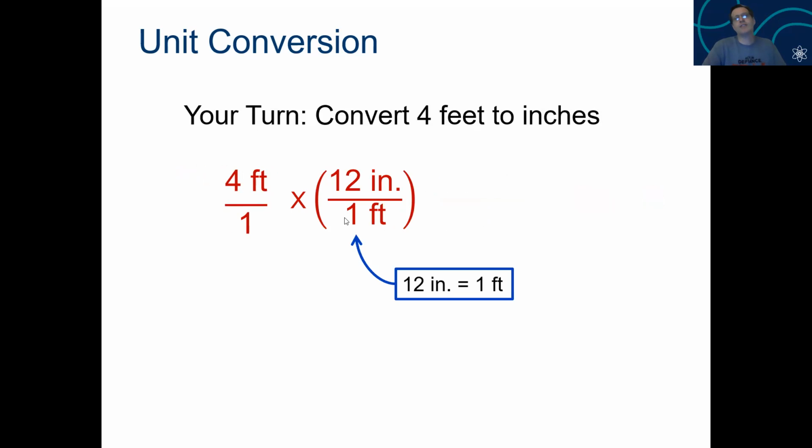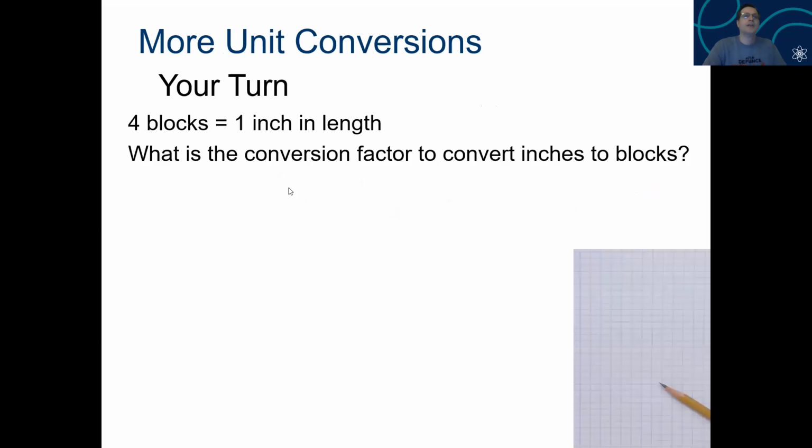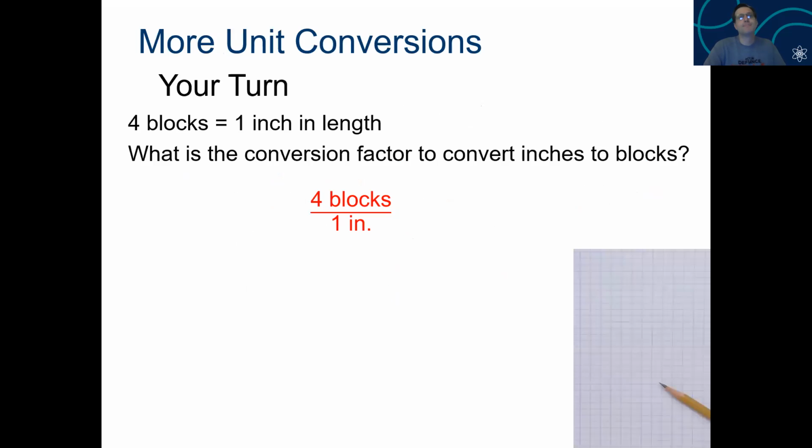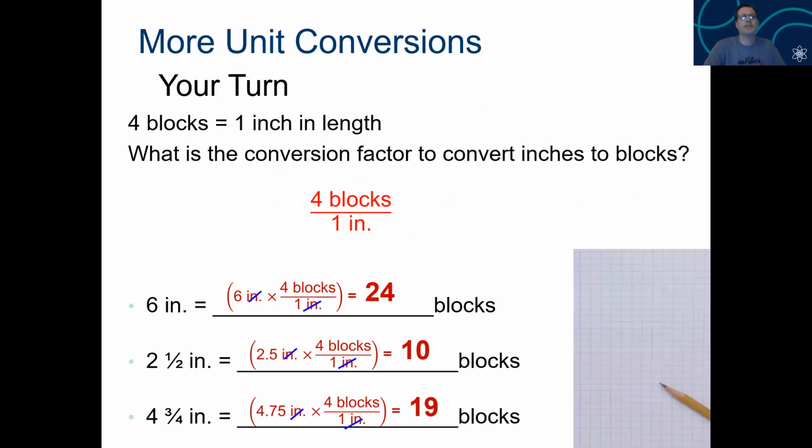So let's say you want to do 4 feet to inches. You do this, you cancel the feet. This is equal to 1. You get 48 inches. If you had 4 inches, how many feet would that be? It'd be the same thing, except you'd flip that over. You divide and you get a third. And we're not going to do that.